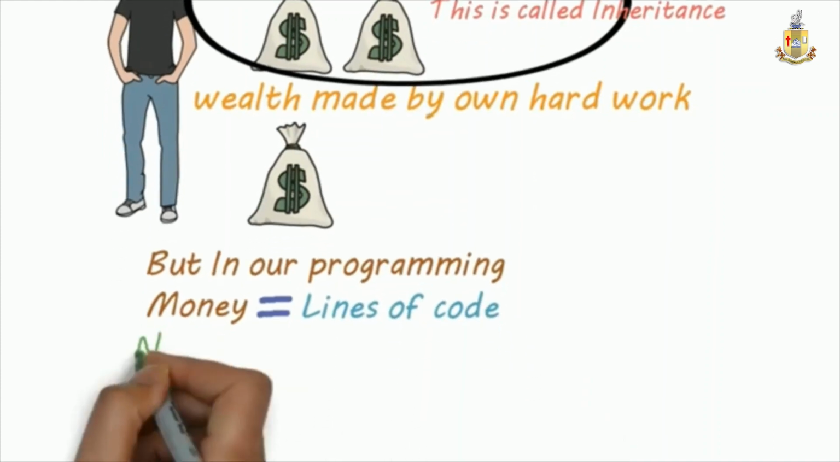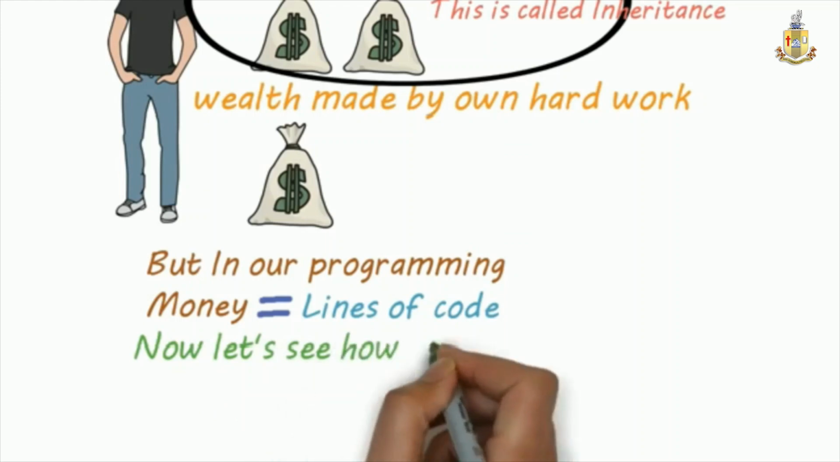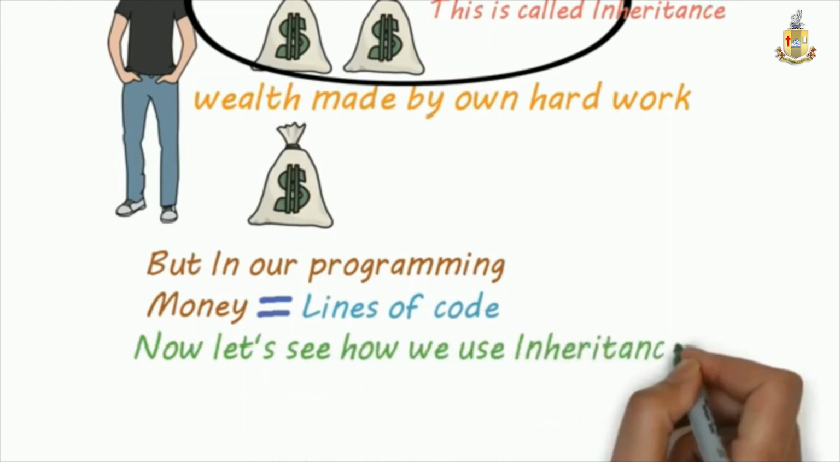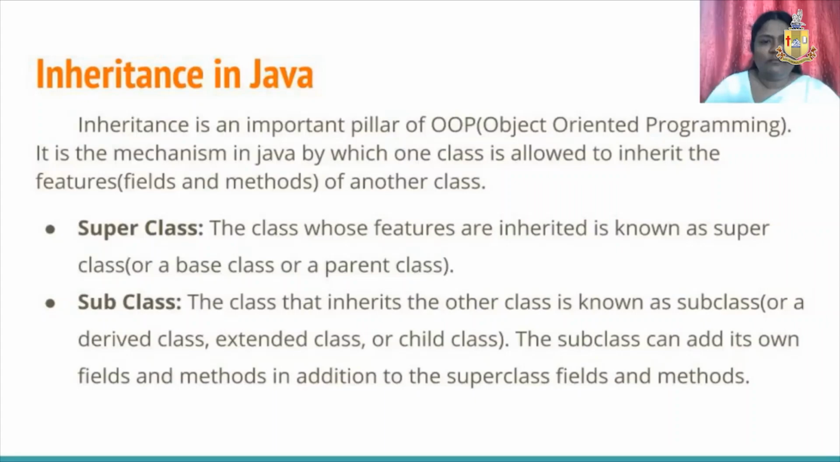Now let us see how we use inheritance in programming. Inheritance in Java. Inheritance is an important pillar of object-oriented programming. It is a mechanism in Java by which one class is allowed to inherit the features of another class. That is, the fields and methods can be inherited.